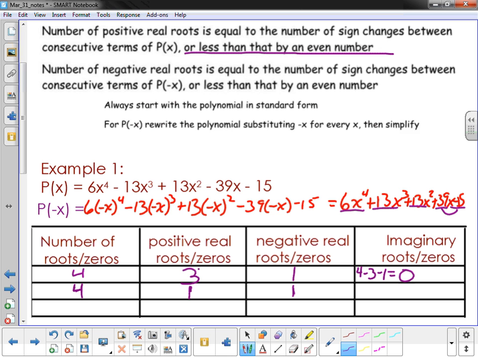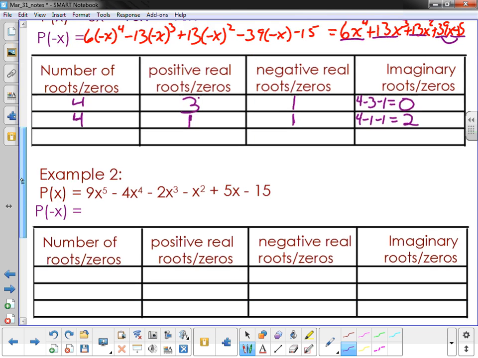Well, now my next option is I got 4, and I could take away the 1 positive and the 1 negative, which would say I have 2 imaginaries. So I either have 3 positives, 1 negative real root, and no imaginaries, or I got 1 positive real root, 1 negative real root, and 2 imaginaries for this example. Let's try another one real quick here.